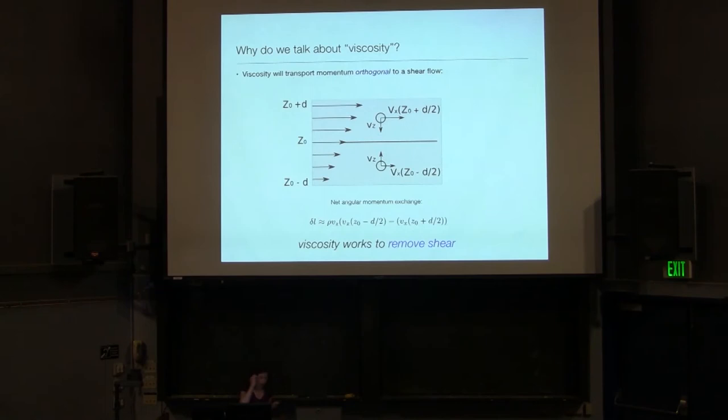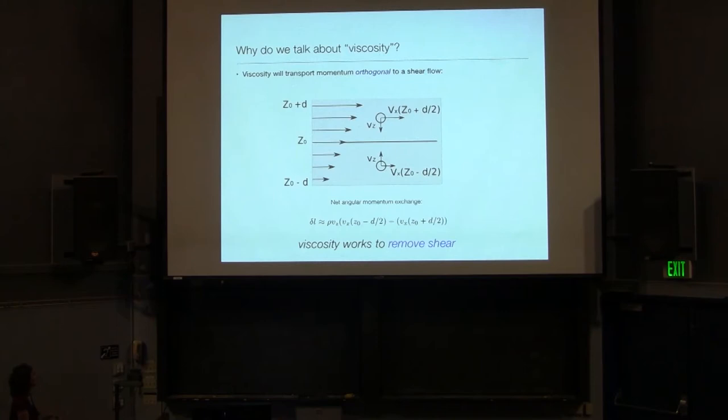So I think there's a couple important things to think about. The first is, why do we even talk about viscosity when we're trying to understand angular momentum transport? And I don't think this is obvious. And so I'm going to do something very dangerous right now, and I'm going to purposely confuse you. So I apologize in advance, but I found this to be a useful exercise to go through myself, so I hope you will feel the same.